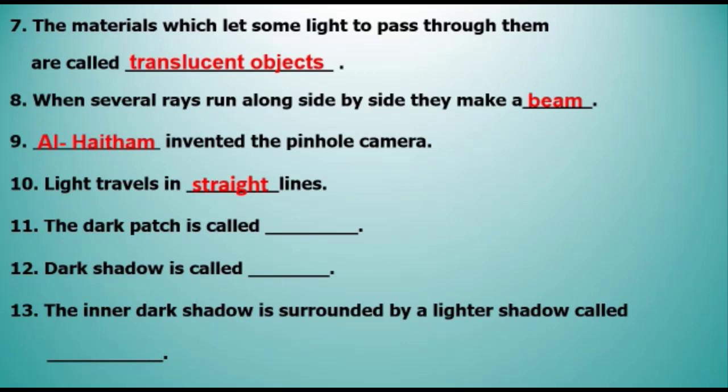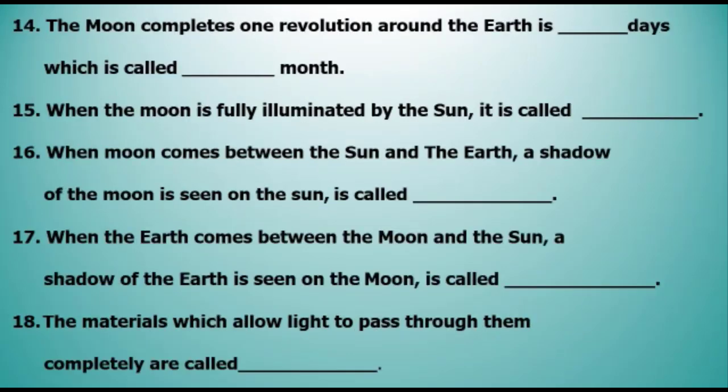Number 11. The dark patch is called shadow. Number 12. Dark shadow is called umbra. Number 13. The inner dark shadow is surrounded by a lighter shadow called penumbra. Number 14. The moon completes one revolution around the earth in 27.3 days, which is called a lunar month.